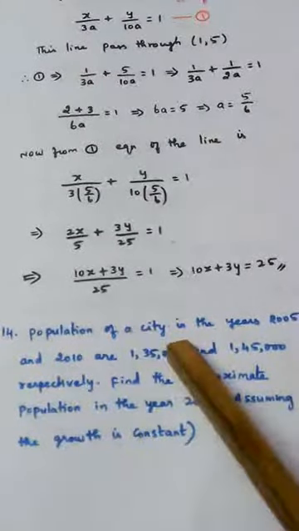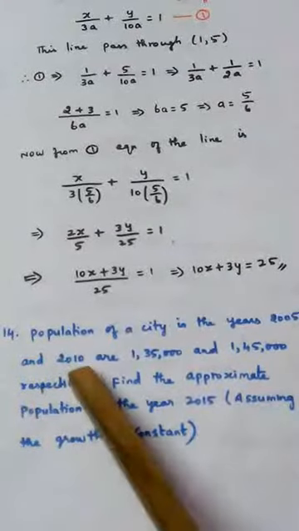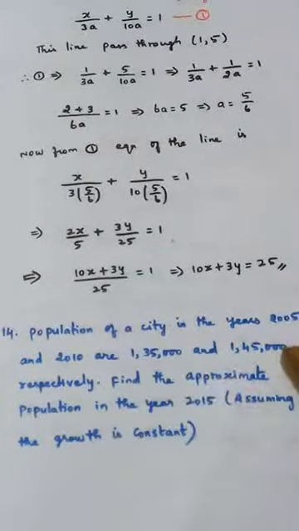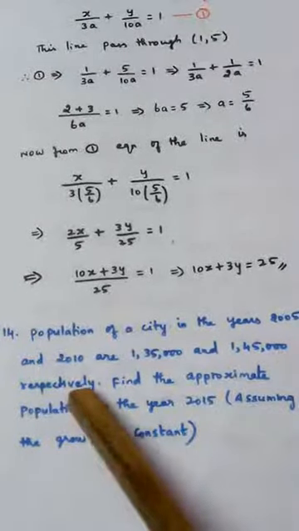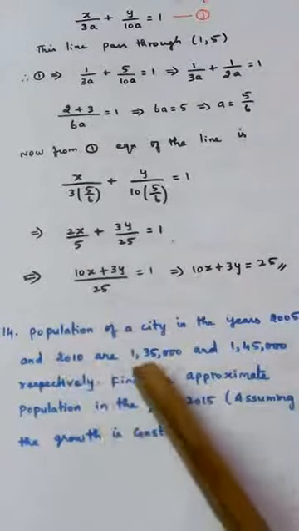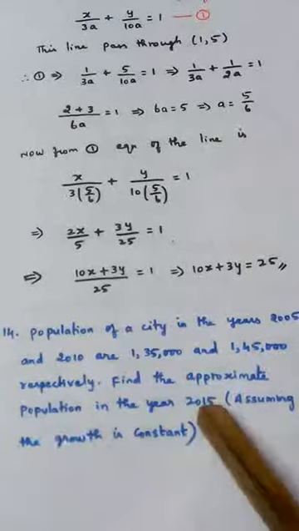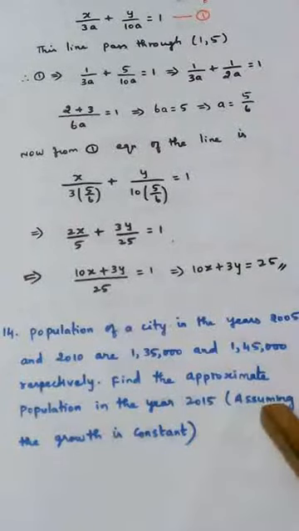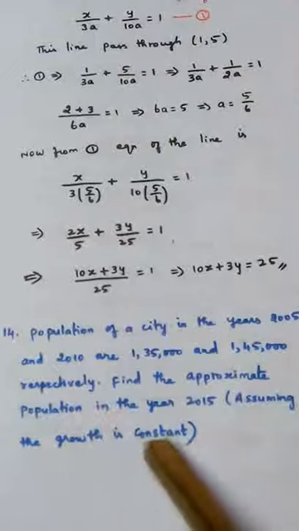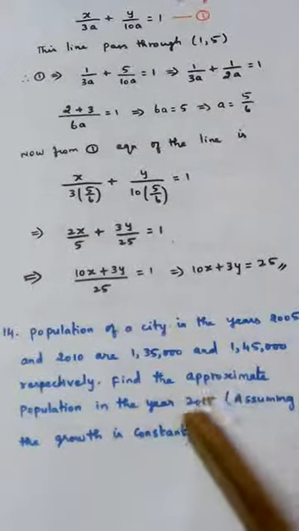Population of a city in the years 2005 and 2010 are given by 1,35,000 and 1,45,000 respectively. Again I repeat, population of a city in the years 2005 and 2010 are these respectively. Find the approximate population in the year 2015, assuming the population growth is constant. Constantly the population is growing, which means we need to find the approximate population in 2015.